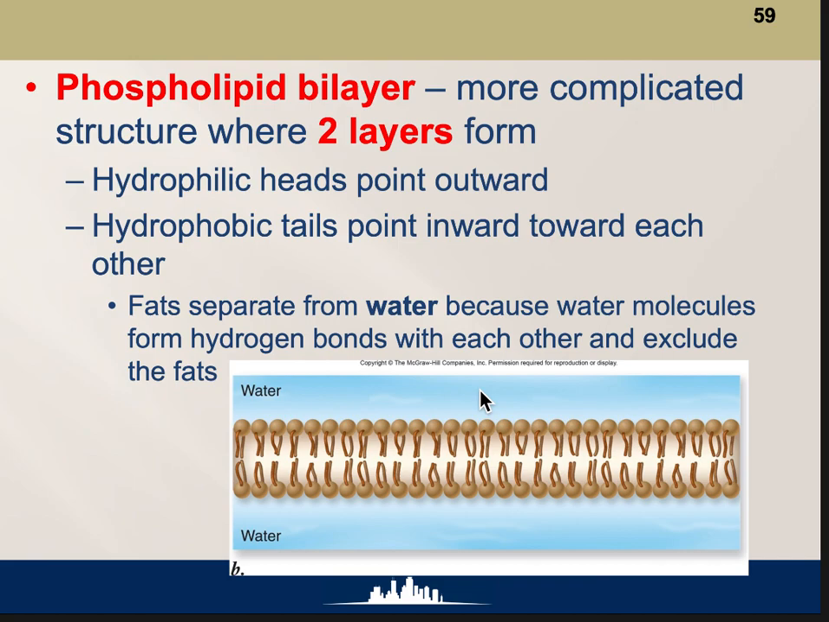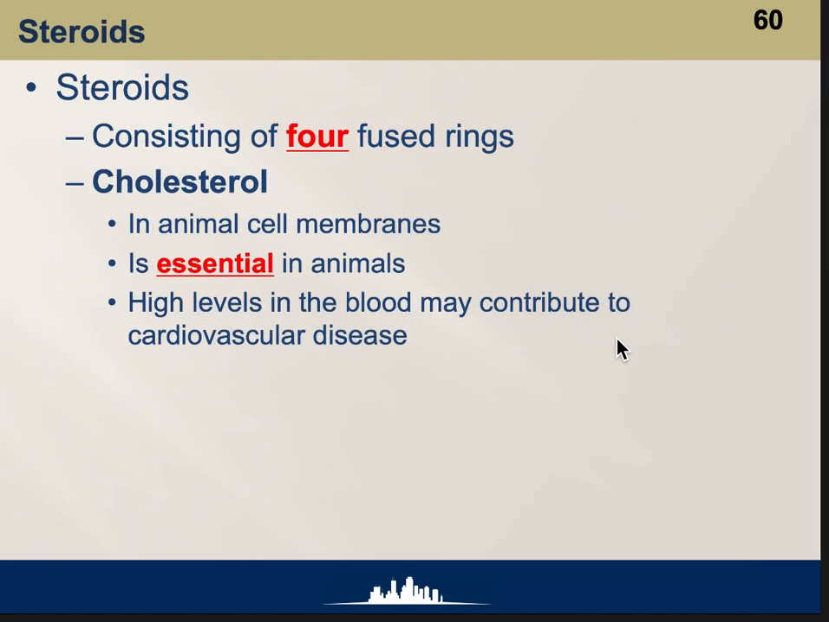And so this is going to be a really important conversation in our next couple lectures. This key concept, this particular slide, will help do some of the framework of our understanding as we go into cells and what makes up the cells. So then steroids is another example of a fat where we have 4 fused rings. Cholesterol is found in animal cell membranes. We're animals, so we have cholesterol found in our cell membranes, and it is essential in animals.